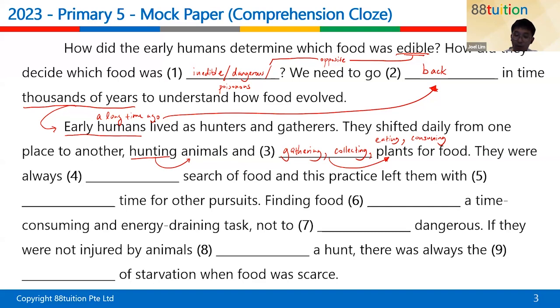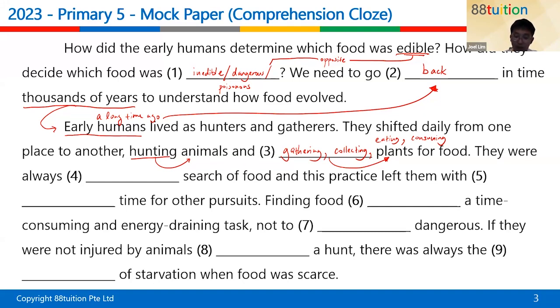Any other, so far for questions 1, 2, and 3, are there any other words that you want to check with me just to make sure whether you got the correct answer or not? If you do, just let me know in the chat group and then I can let you know why it's right or why it's wrong. None so far. Okay, let's move on to question 4.